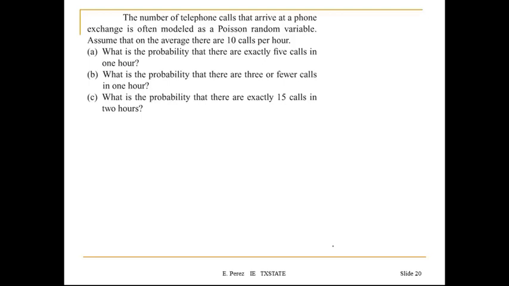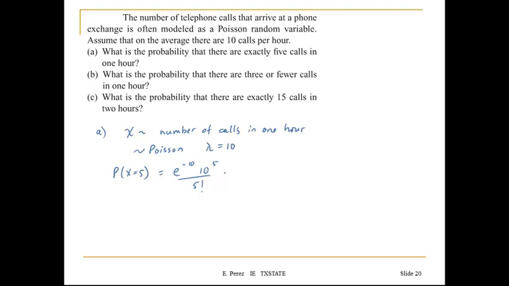Okay, so let's start by defining our random variable. X is the number of calls in 1 hour. So this follows a Poisson with lambda equals 10 per hour. So the question is asking what is the probability that exactly 5 calls happen in 1 hour. So that's X equals 5. And that is e to the minus 10, 10 to the power of 5 divided by 5 factorial. And this is 0.0378.